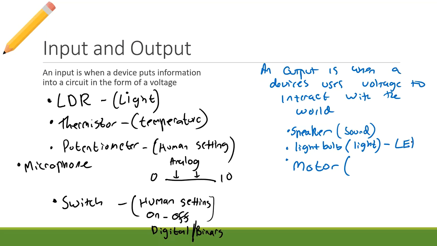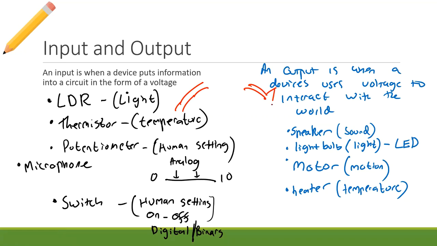A motor is a form of motion, and it's an output. So you might have a device that can send out motion instead. You may have a heating coil that can change the temperature. And there are lots of different ways here. But I guess the last part here is this. When we talk about robotics and when we talk about integrated circuits, what we're talking about is a way that we can take these inputs and use them to control these outputs.